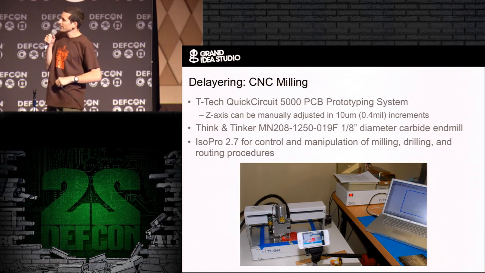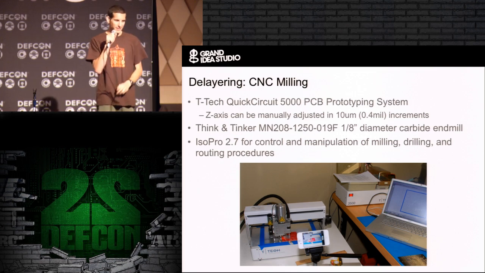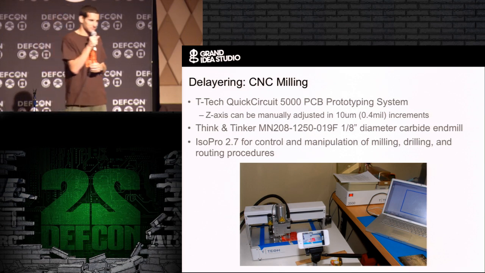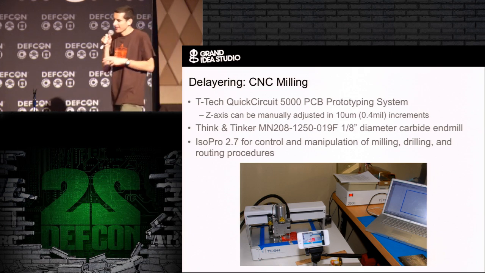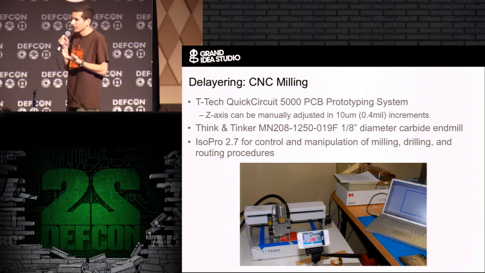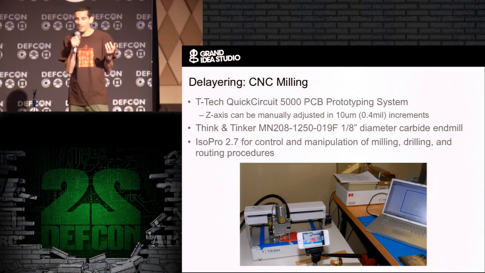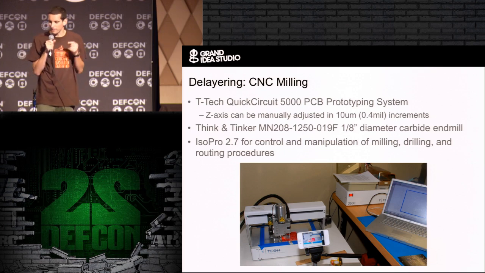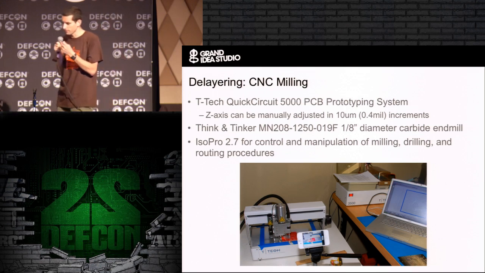So, a CNC milling machine. I just happen to have one in my office next door to make circuit boards, because circuit boards are awesome, and you need to make them all the time, I think. So this is a T-Tech Quick Circuit 5000, and it's basically just a really accurate CNC. And I actually used a special end mill from this company called Think and Tinker, which was designed as a carbide end mill specifically for cutting fiberglass types of material.